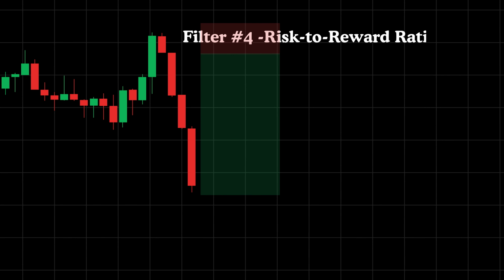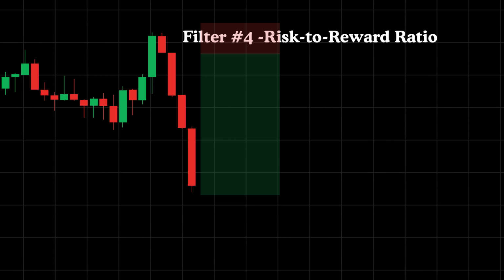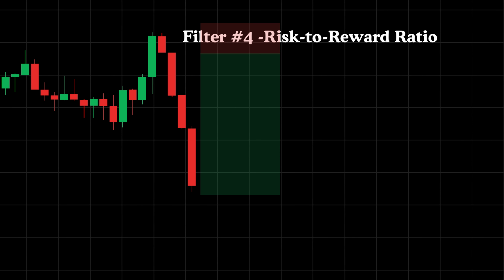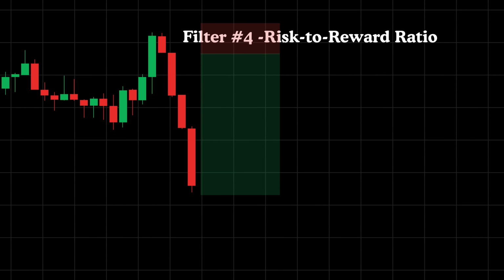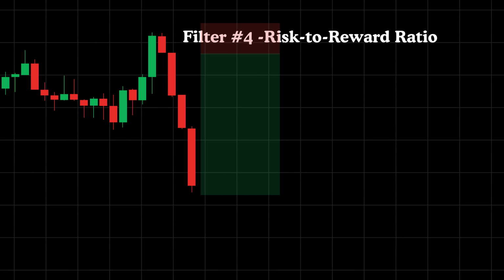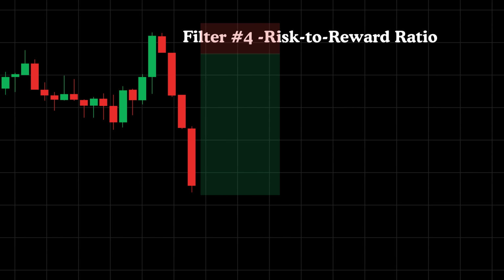Never trade a zone unless it offers at least a 3-to-1 reward to risk ratio. If your potential profit isn't at least 3 times greater than your risk, the setup isn't worth it, regardless of how clean it looks. Why? Because over time, poor reward to risk erodes your trading edge. Discipline is what separates consistent winners from everyone else.